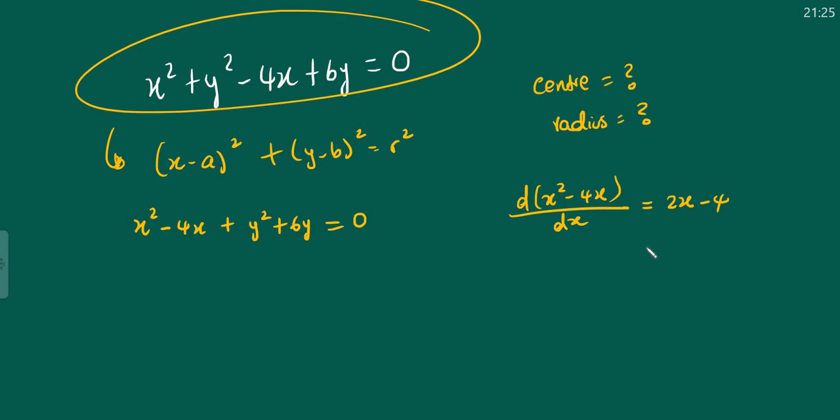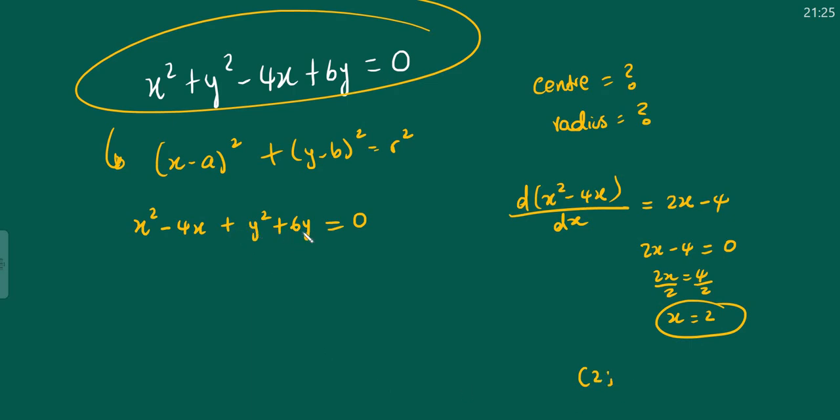Then what did he say? Oh, then he said you solve for x. You equate this to 0. You say 2x is equal to 4. Then you divide by 2. He says x will be 2. So this will be the x coordinate of the center. It means the x coordinate of the center will be 2.